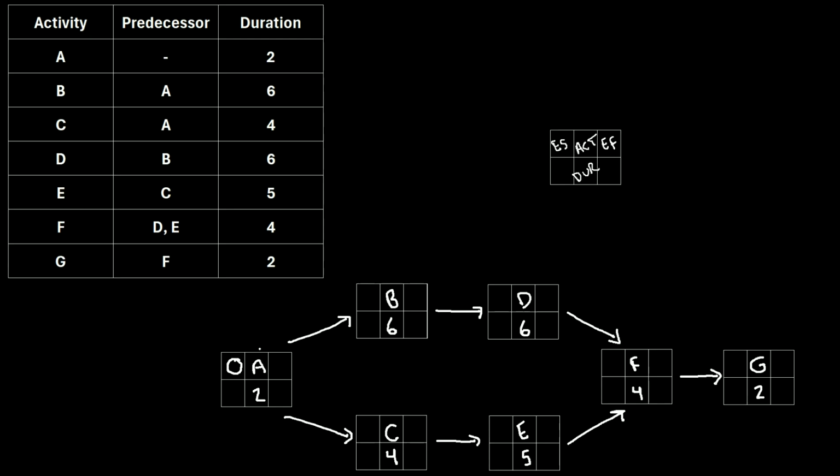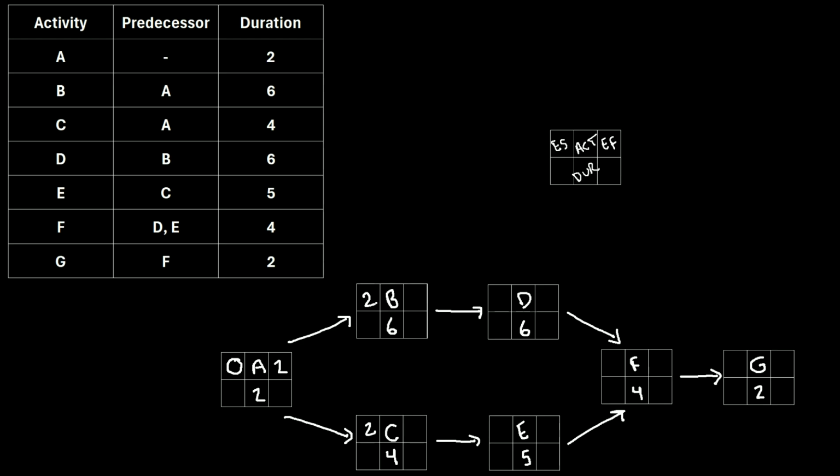Now, to find the earliest that activity A could finish, all we do is take the early start and add the duration. So 0 plus 2 is 2. We'll put a 2 right here. This tells us the earliest that activity A could finish is at the end of day 2. Now we take the early finish and write it as the early start for the next activities that activity A leads into. Activity A leads into activity B and C. So for both of these, they get an early start of 2.